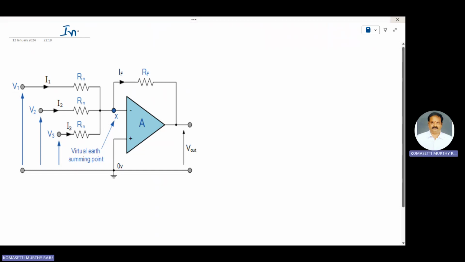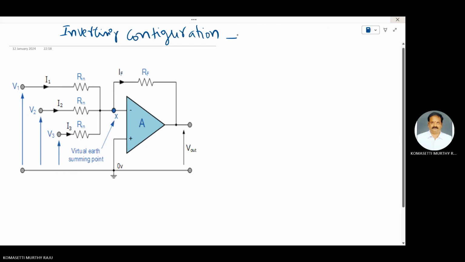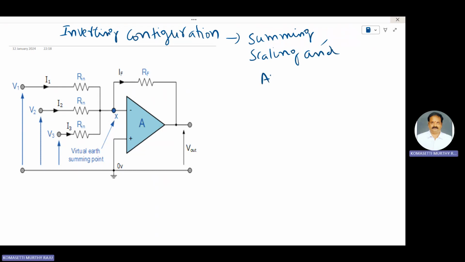Inverting configurations. Inverting configuration. Summing, scaling, and averaging amplifiers.